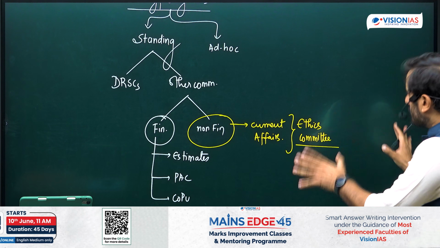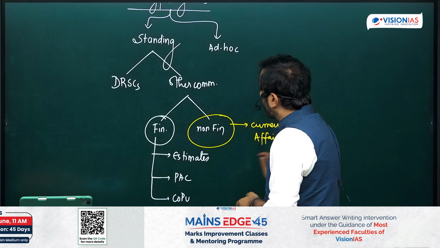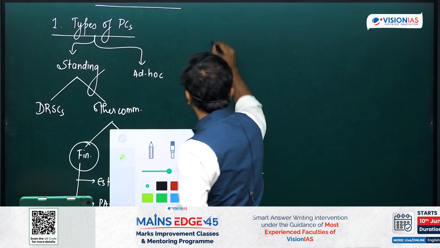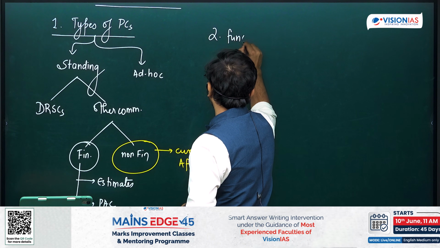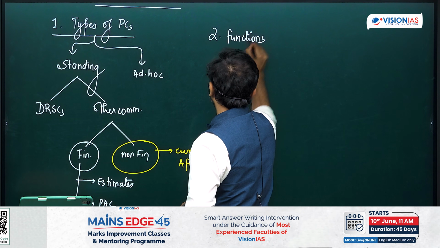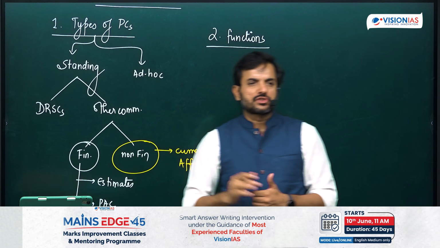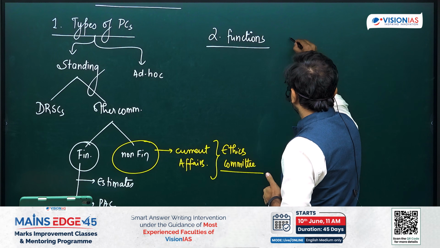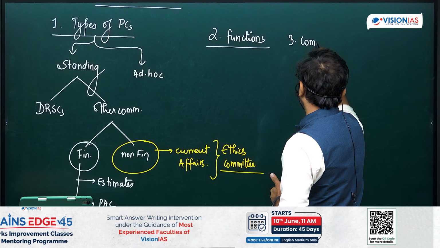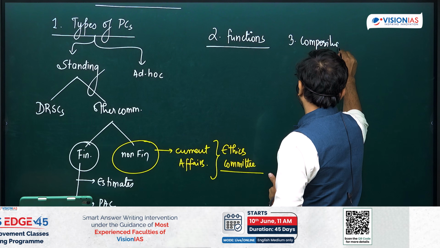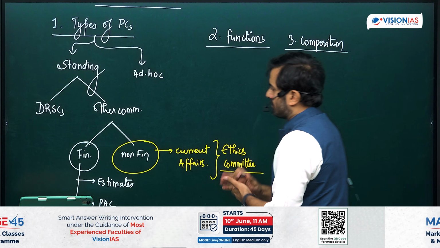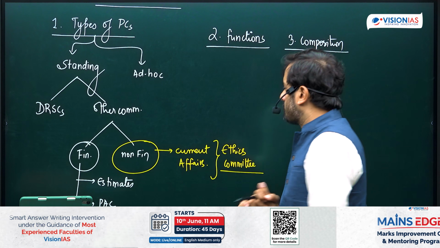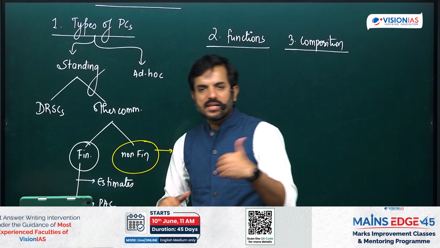Now, for each of these committees, I need to know the following things. Apart from types of these committees, I need to know what the functions of these committees are. I don't need to know them in detail, but I should have a list of broad functions that are performed by each of these committees. Third, I need to know the composition of these committees as well. Again, observe broad patterns that department related standing committees have these many number of members, PSC has these many number of members, estimate committees has these many number of members.